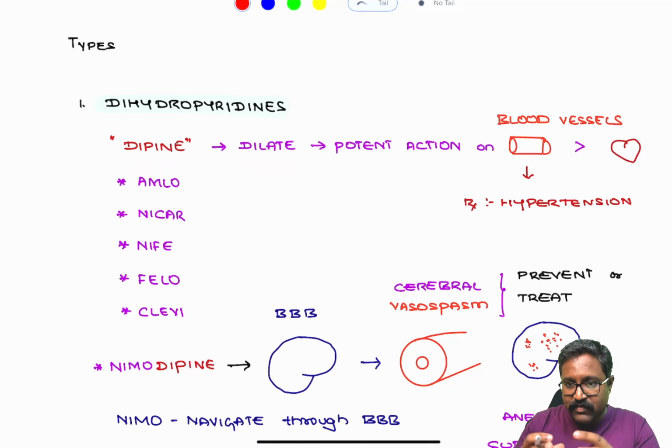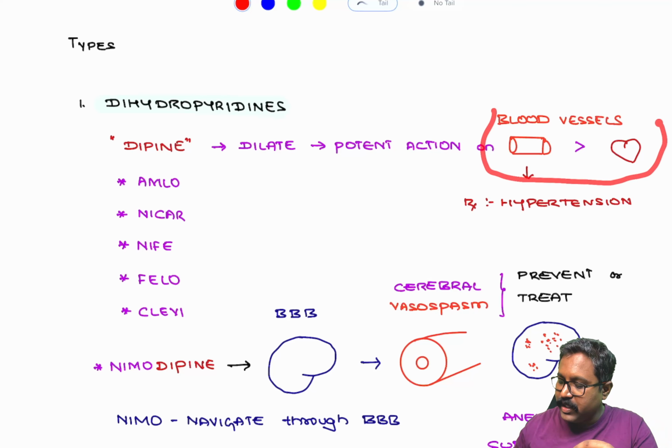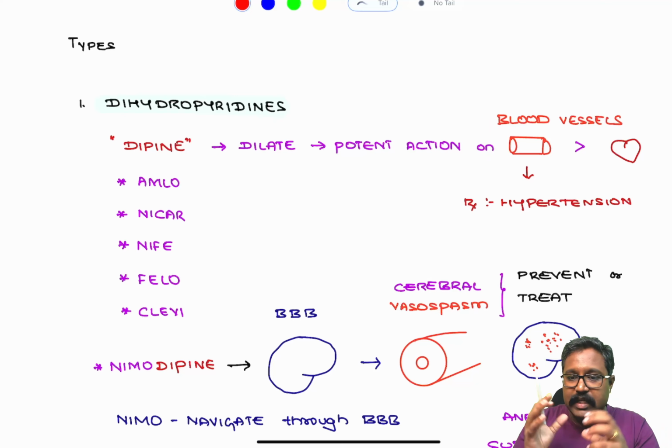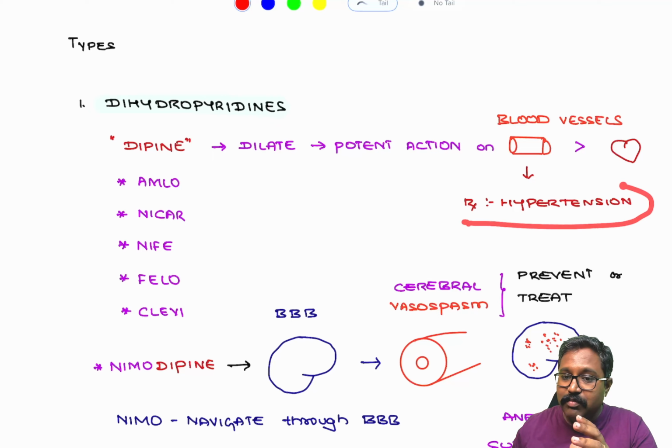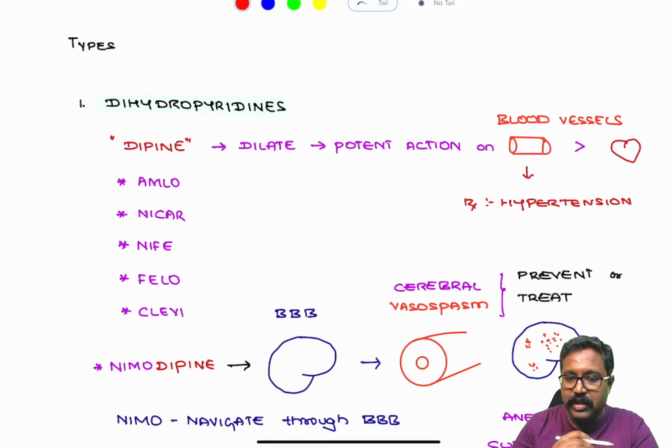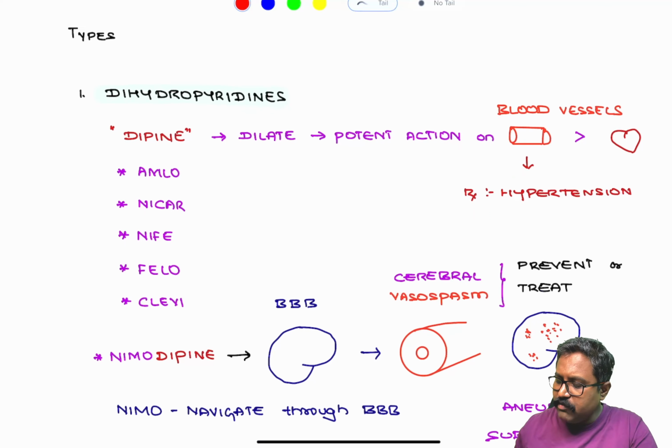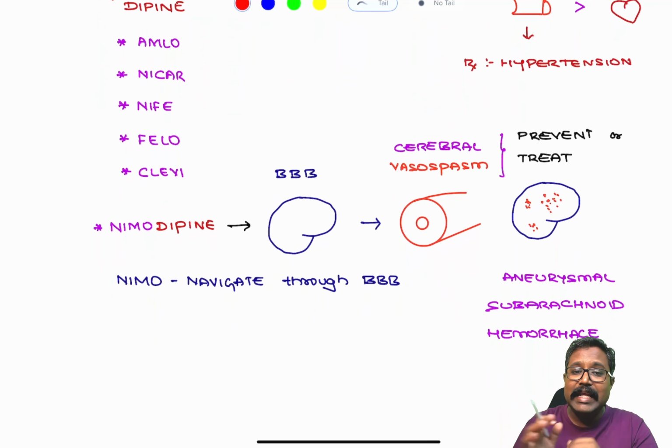Whenever there is vasodilation, predominantly there will be vasodilation when compared to the suppression of the cardiac contraction. So the dipines predominantly act on blood vessels. They also act on the heart, but the predominant action is on the blood vessels. Since it causes vasodilation, they can be used in the treatment of hypertension.